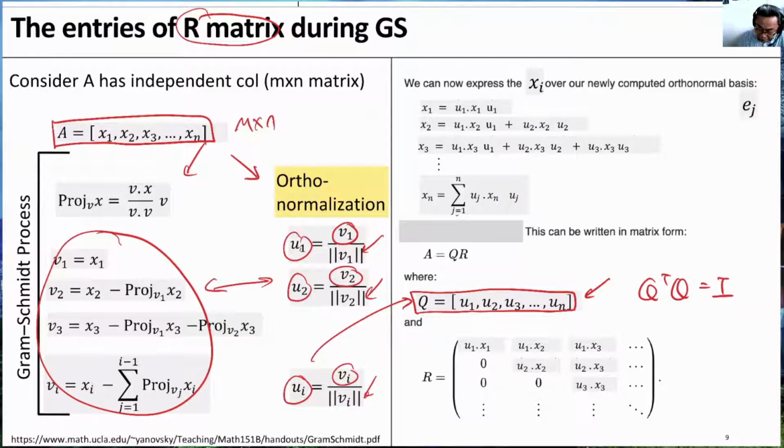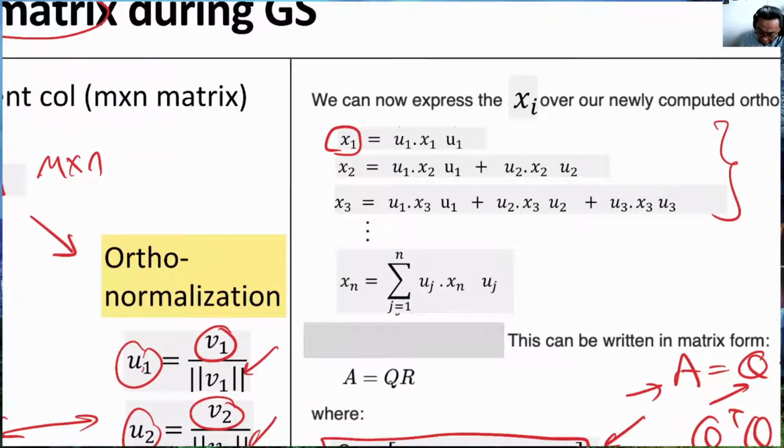To find R, because we started with A equals QR, we have the columns of A, we have already the columns of Q. How do we form R? So this is how we form R. For example, the first column x1 is formed by using U1 and U1 dotting with x1. This value is R11.